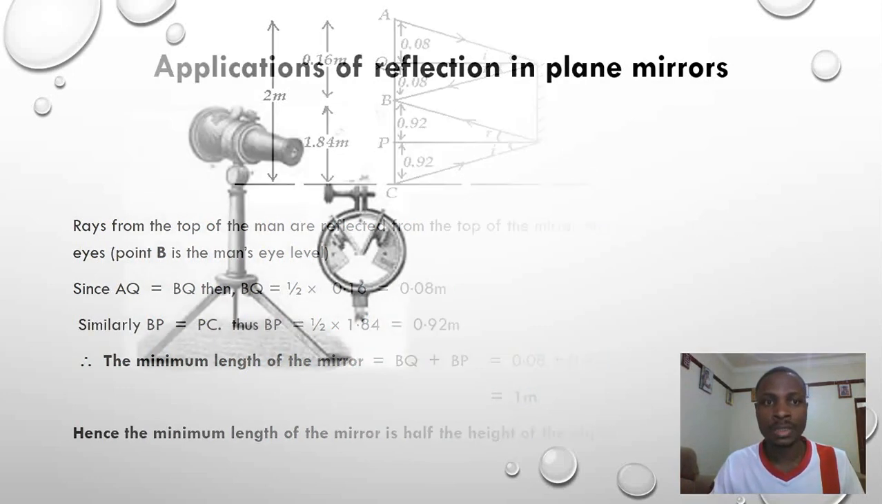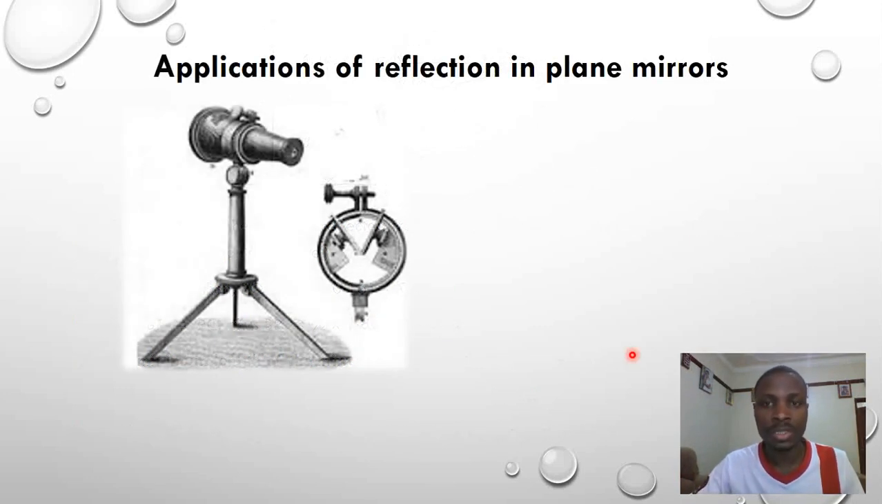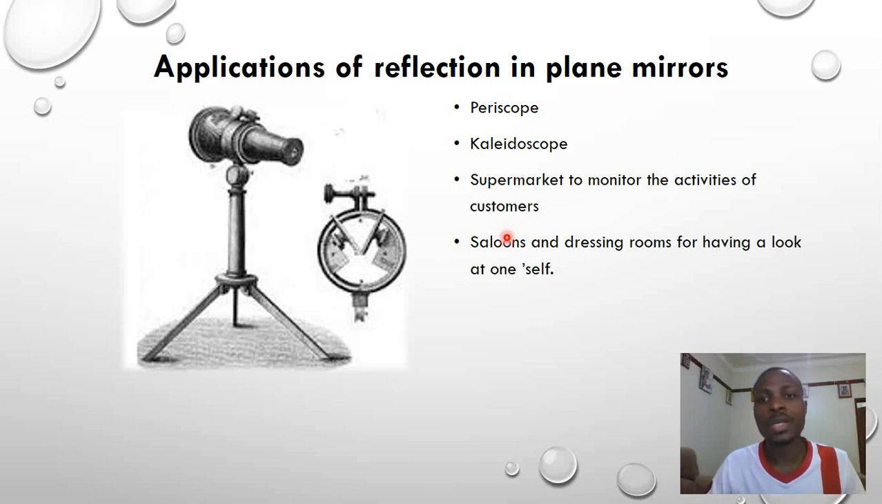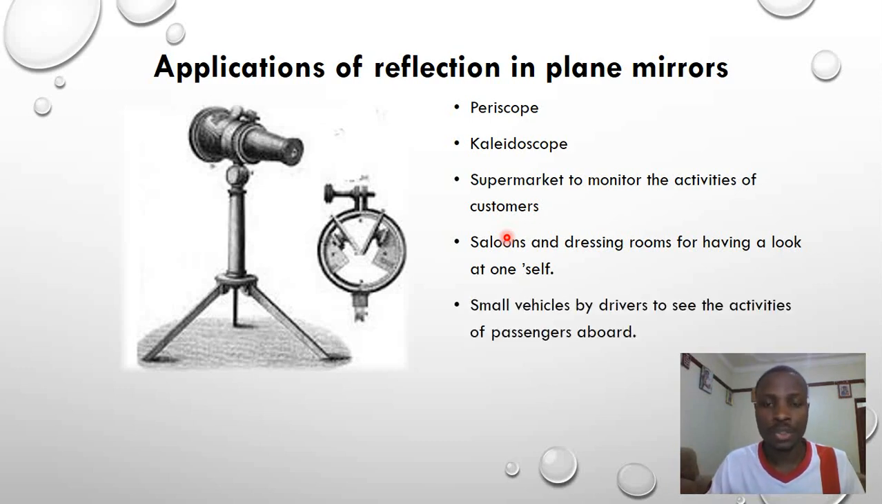Let us also continue and look at the applications of reflection in plane mirrors. The first application is that it is used in periscopes. It is used in kaleidoscopes. It is used in supermarkets to monitor the activities of customers. It is used in saloons and also in dressing rooms to see oneself. It is also used in small vehicles by drivers to see the activities of the passengers aboard. And lastly, it is used in bicycles to see the traffic behind.